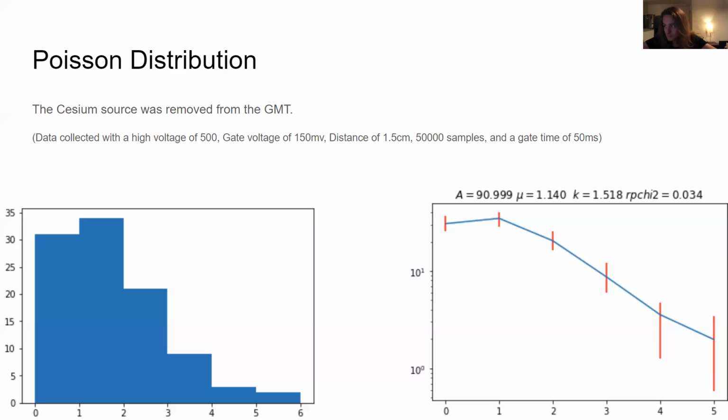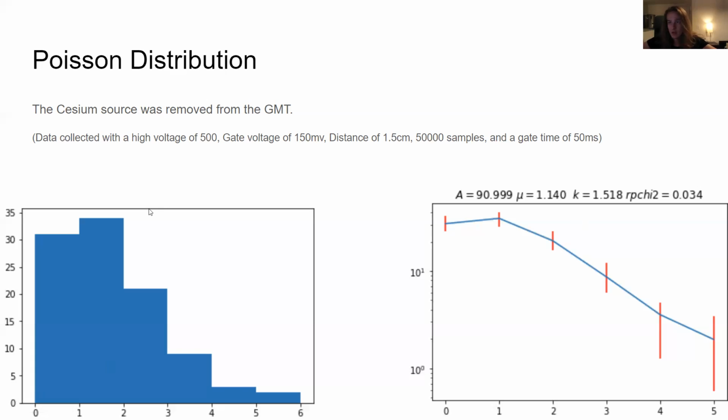So pretty cool. Now you can see here what we did. We have these settings, 500 volts at the high volt, the gate voltage and the distance were the same. Then we collected 50,000 samples, giving us 50 milliseconds at each measurement. And you can see the reduced chi-squared here was actually very low. So this is good. This means this is a pretty good fit. And furthermore, this actually just intuitively looks like a Poisson distribution where we have a shifted mean that's at the lower end, as opposed to a Gaussian distribution or a binomial distribution.